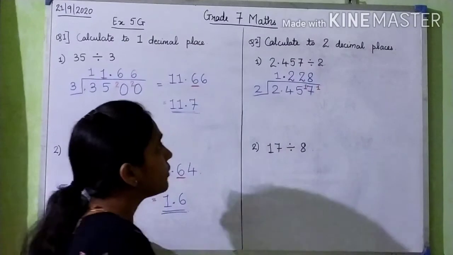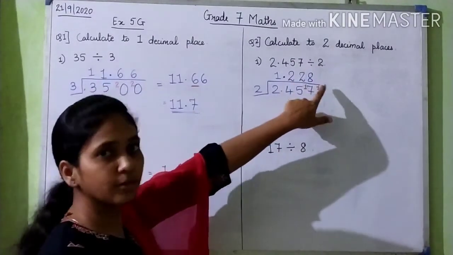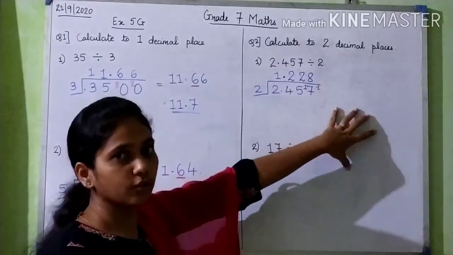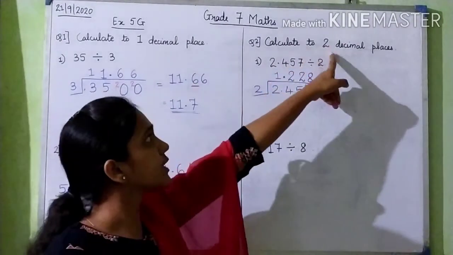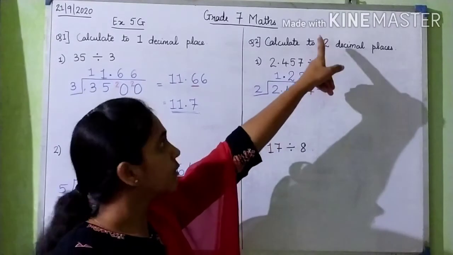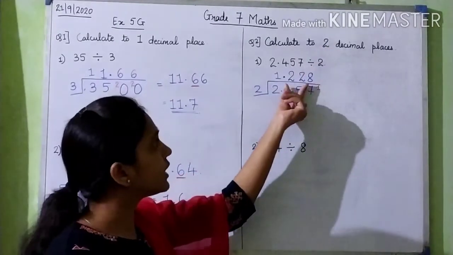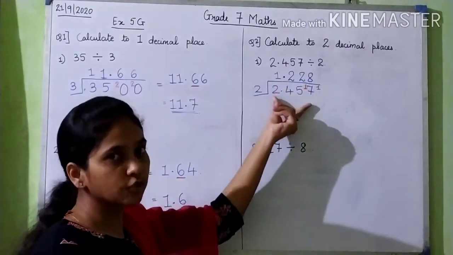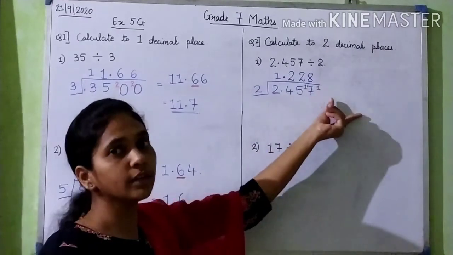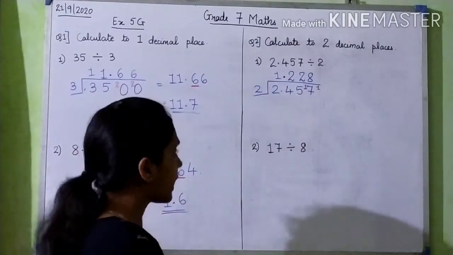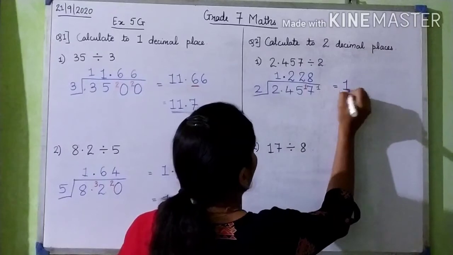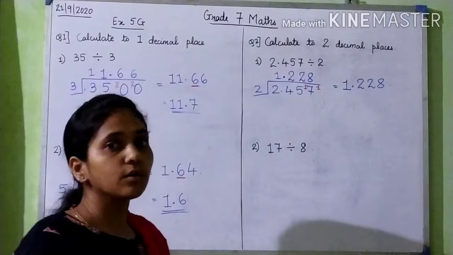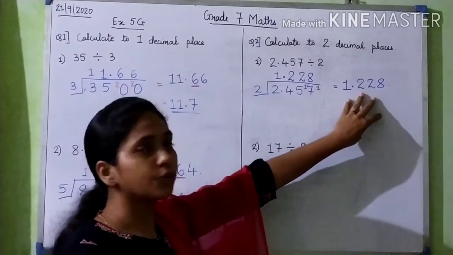Okay. Now we needed only 3 digits after the decimal point. Okay. So we have got this. So we need not go on dividing it further. Once we have got, see, they have asked us to calculate to 2 decimal places. For 2 decimal places, we need to find 3 digits after the decimal point. Now here we have got 3 digits after the decimal point, so we can stop here. Okay. No need to go on dividing. So the answer which we have got is 1.228.